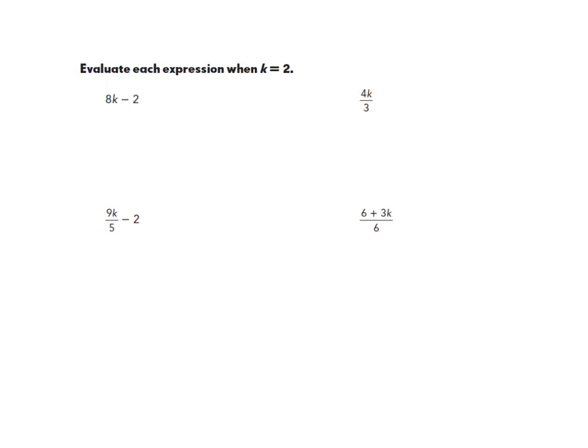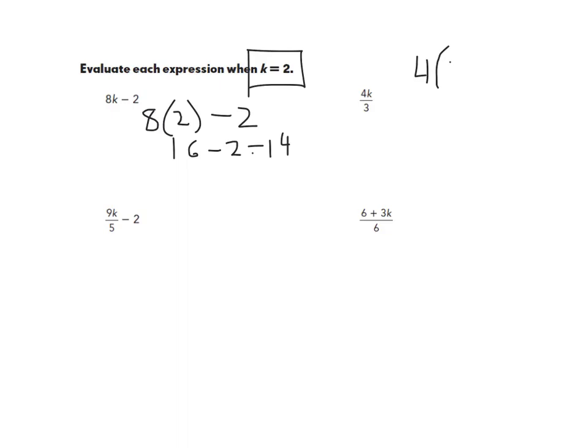Okay, so let's look at 8k minus 2. Well, they've told us in all cases here that k is 2. So instead of 8 times k, now it's 8 times 2 minus 2. That becomes 16, and 16 minus 2 is 14. As I look at the next one, it's 4 times k over 3, but I know what k is now, so it's not 4 times k anymore. 4 times 2, now over 3. 4 times 2 is 8 over 3.